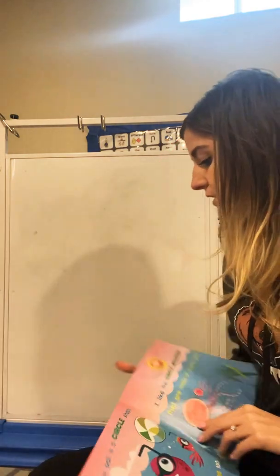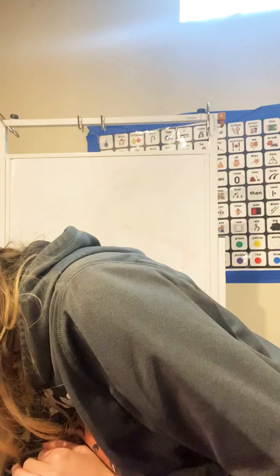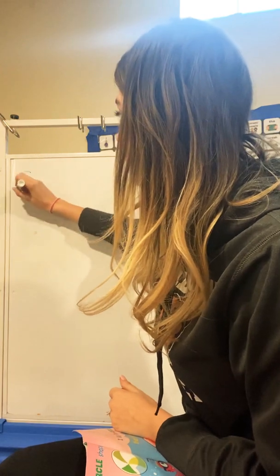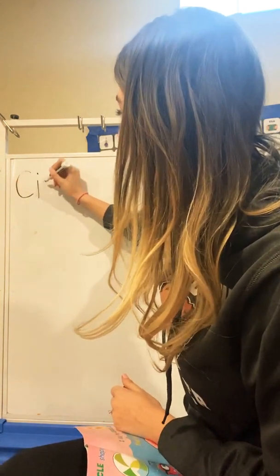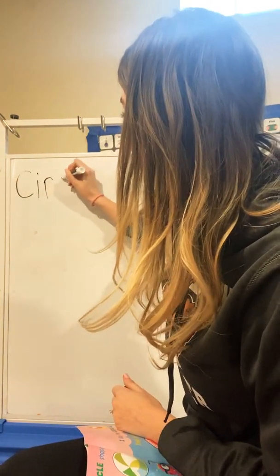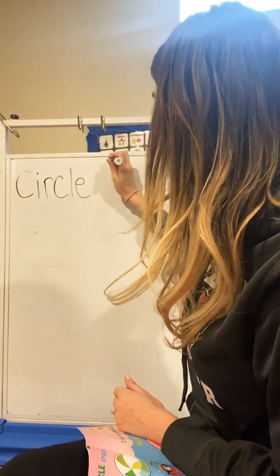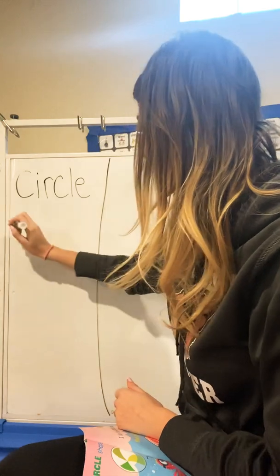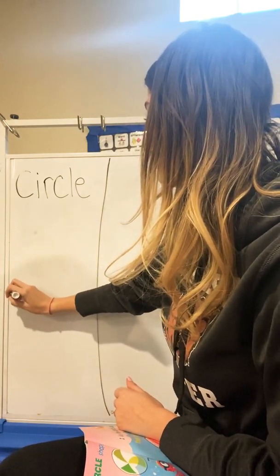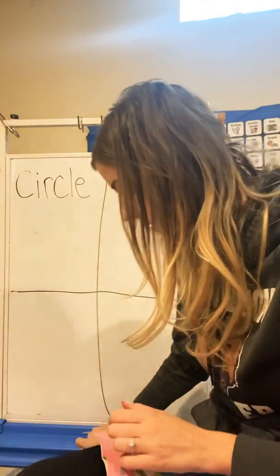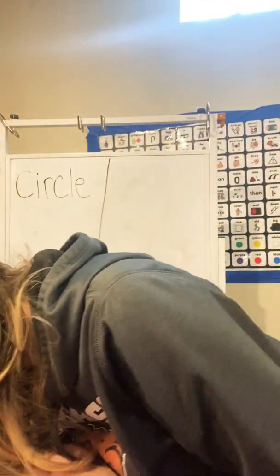So let's make the circle up here. I'm going to write the word circle. Are you ready? C-I-R-C-L-E. Circle. Okay? And I'm going to draw a circle.